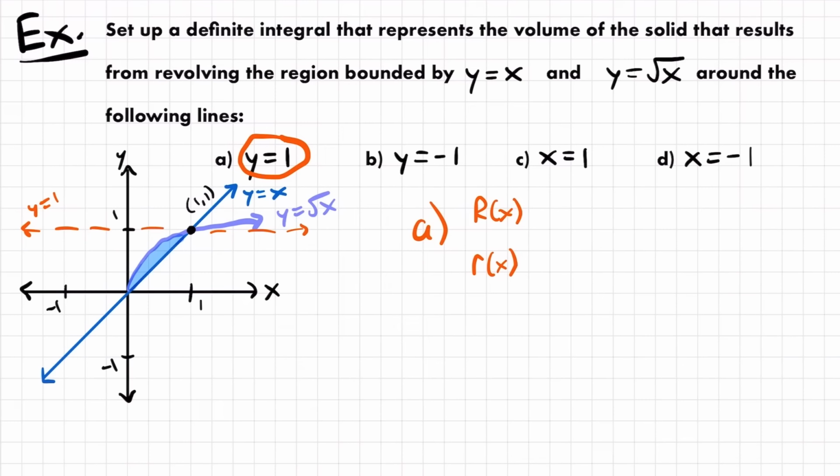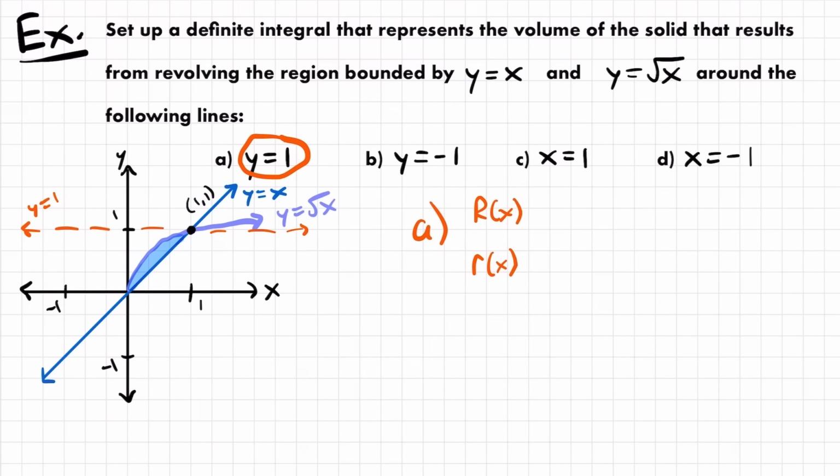Okay, and so now this is where our rules come into play that we looked at earlier. If we look at where our region is located in relation to the line that we are revolving around, note that the region is below that line. And so for each of our radii, the outer radius and the inner radius, we are going to be subtracting the boundaries from the value of that axis. All right, so that is directly from our rules from earlier.